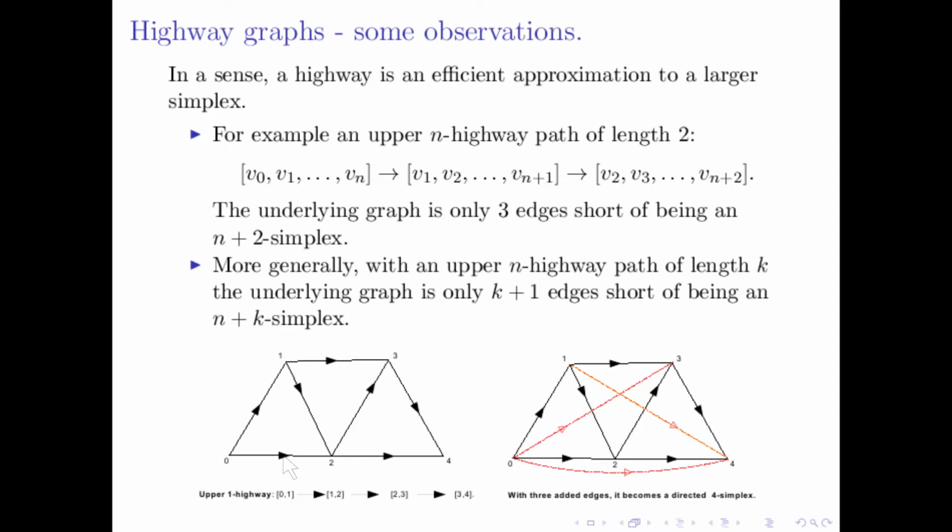Here's an example. You have three 2-simplices. So this is an upper 1 highway of length 3. If you add 3 more paths, you get a 4 simplex. Okay, I hope that you can see this in the back. But if you just add these 3 more edges compared to the 7 you already have, you get a 4 simplex out of these 3 two-simplices.